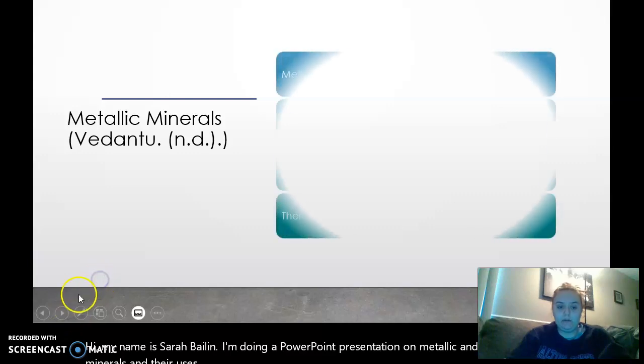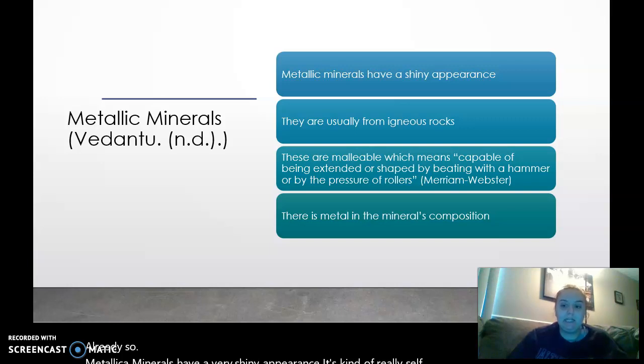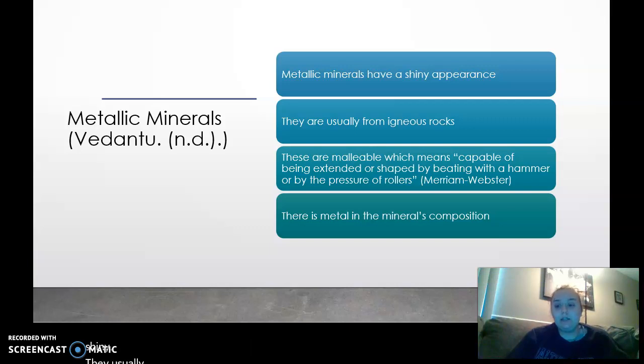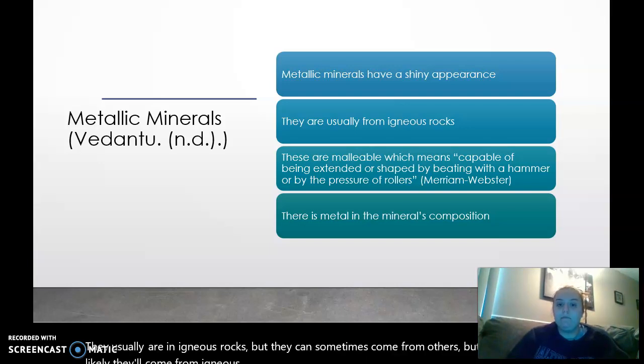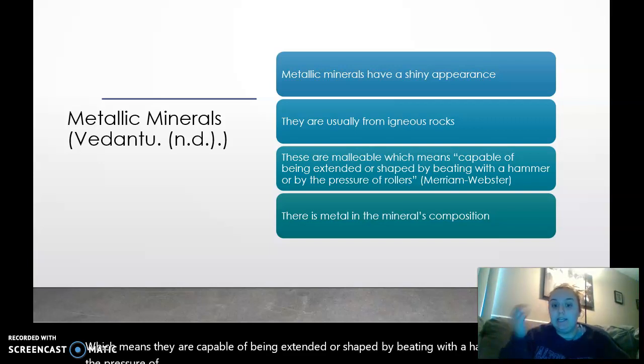Alrighty, so metallic minerals have a very shiny appearance. It's really self-explanatory. Metallic is shiny. They usually are in igneous rocks, but they can sometimes come from others, but more than likely they'll come from igneous. They are malleable, which means they're capable of being extended or shaped by beating with a hammer or by the pressure of rollers, and there is metal in the mineral's composition.